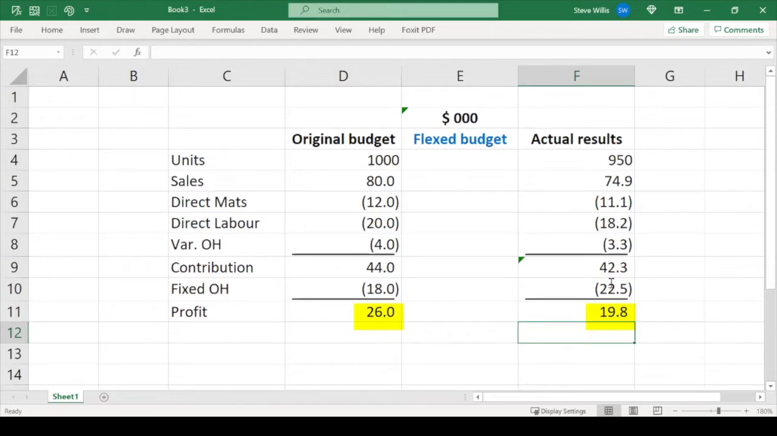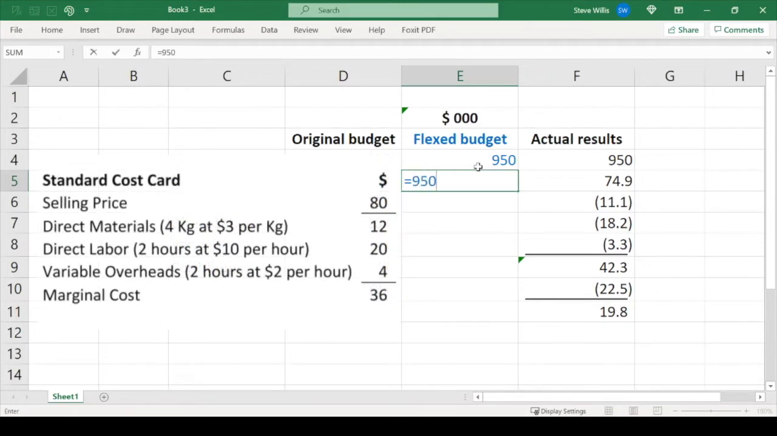In order to do that, we need to create the flexed budget. If you remember, the flexed budget takes the units from the actual results and the costs from the standard cost card. Remember that the flexed budget answers the question: should, actual results did. So when we sell 950 units, we should earn $80 per unit divided by 1,000, rounding it off. We should have 76,000 in revenue. We did get 74.